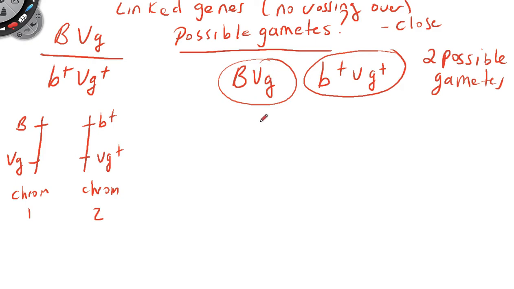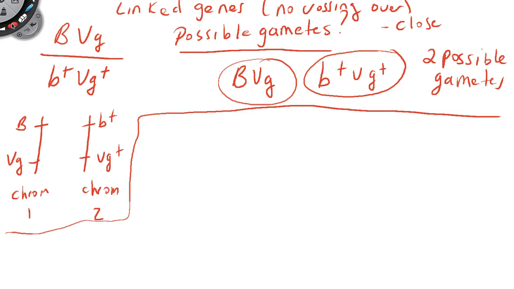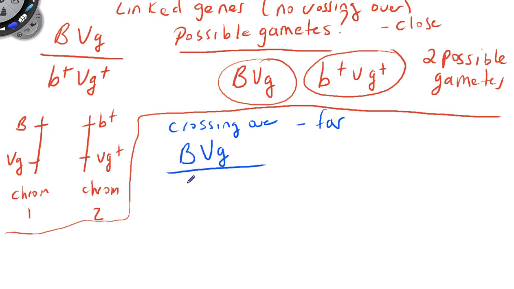All right. But now, let me just draw here so you can see a contrast. Now, let's say that crossing over happens because the genes happen to be far from each other. So again, I have the same parental genotype here. So how many potential gametes could there be if there is crossing over or recombination?